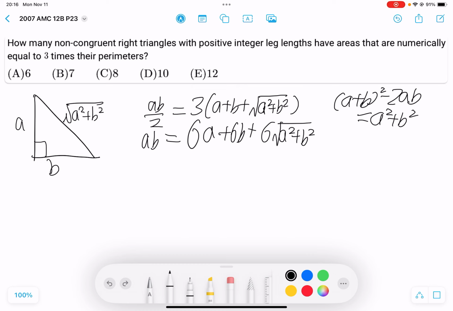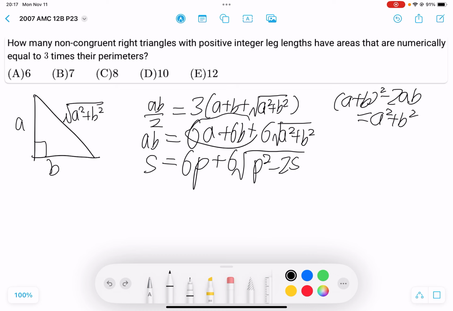So we can let ab equal s, and let a plus b equal p. So we have s equals 6p plus 6 times the square root of, a plus b squared is p squared, so p squared minus 2ab, which is 2s. So how's this simpler though? Because we don't have the ab term, and also we don't have this 6a plus 6b thing. We only have one term, 6p.